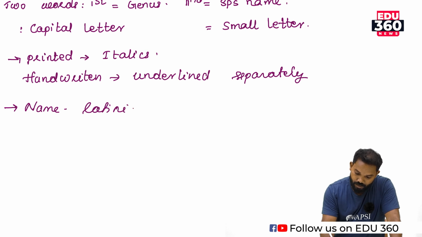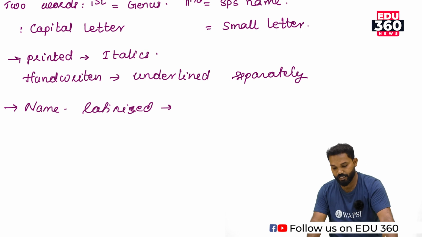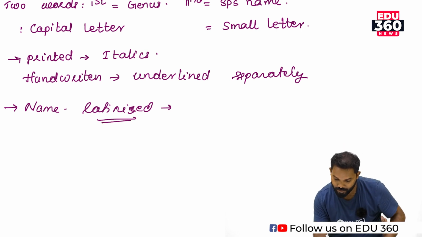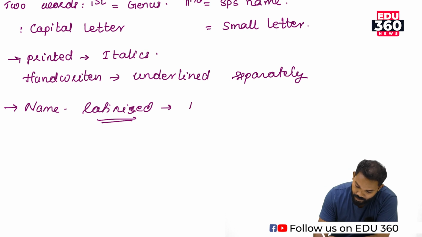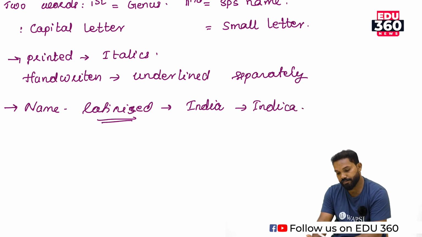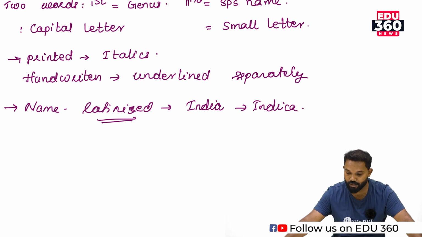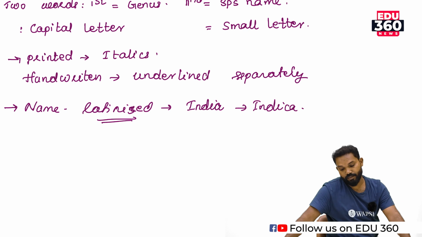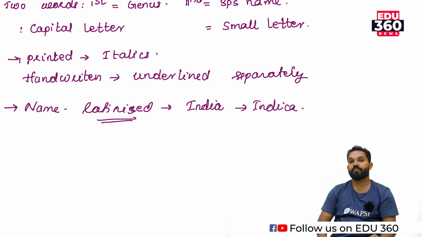We can give the scientific name in different languages or any language, but it should be Latinized. That means India is Latinized to Indica. So Mangifera India, when it is Latinized, is converted to Mangifera indica. So Indica is the Latinized version of India. So the name should be Latinized.